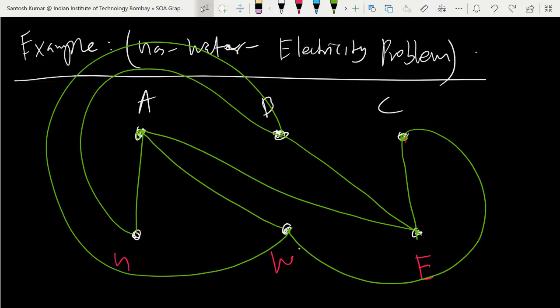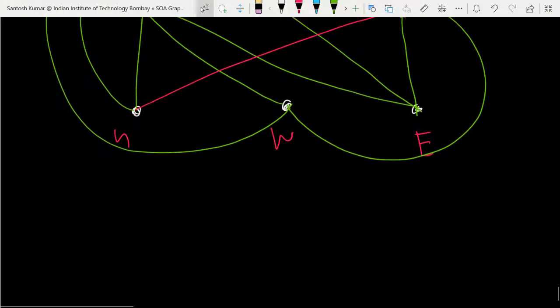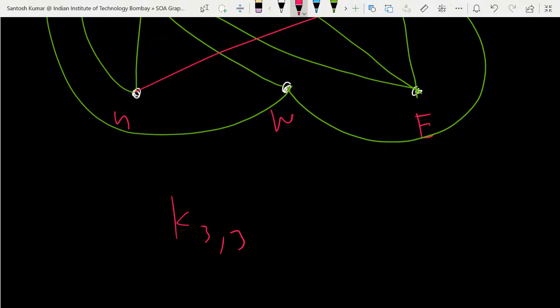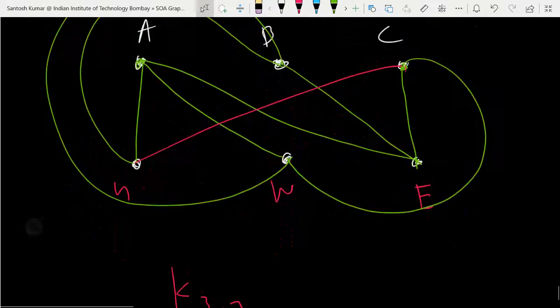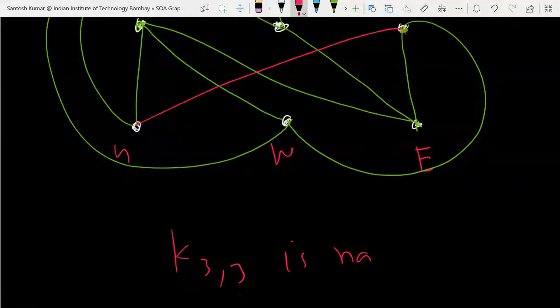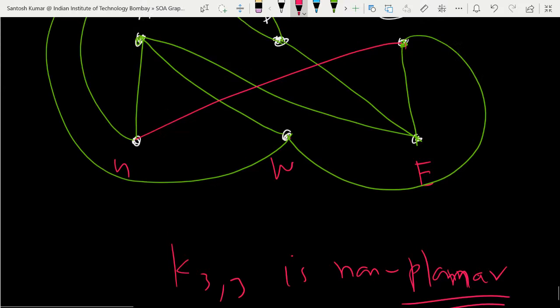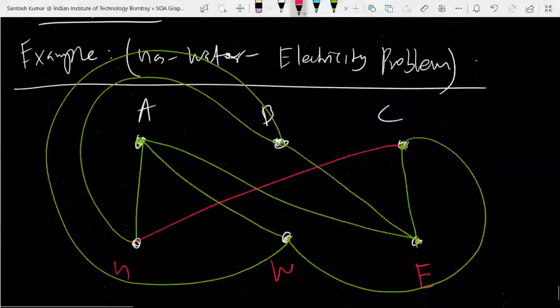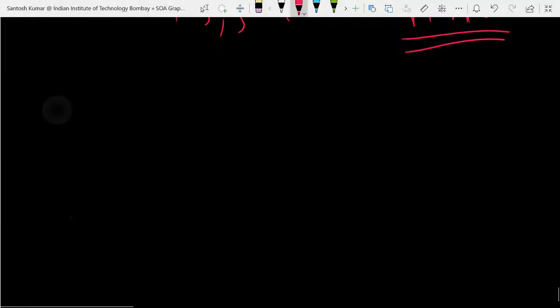So that is the problem, and the answer is no. Again I'm saying this graph is nothing but K3,3, and K3,3 is a non-planar graph. I gave you these examples, but we can prove this also. Similar logic we can use to prove that.